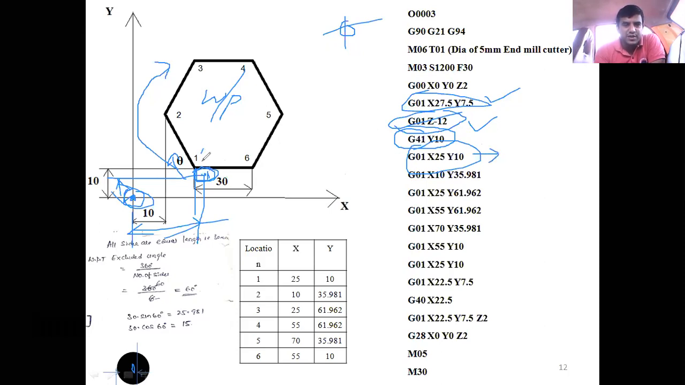What is the first coordinate for the X value? X value is 25, Y value is 10. Now the cutting tool comes here. Now move the cutting tool from 1 to 2.